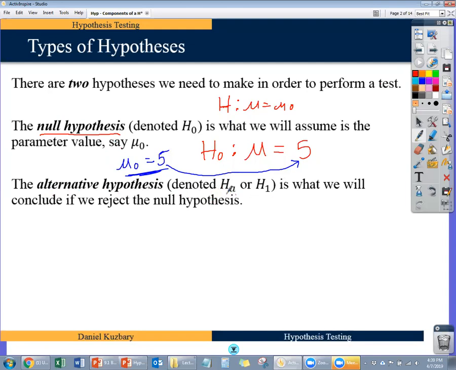It's denoted two different ways. It's denoted with H with a little a, or it's denoted H with a 1. It's just personal preference. Different people use different things. I'm going to use H1. But it denotes the alternative hypothesis, which is what we will conclude if we reject the null hypothesis. So we'll start out with the null, and if we have enough evidence to say, yeah, that's probably not true, then we'll pick the alternative hypothesis. We're going to use the null the whole test, and then we're going to decide if we should throw it out or not. And if we can throw it out, we'll pick the alternative.